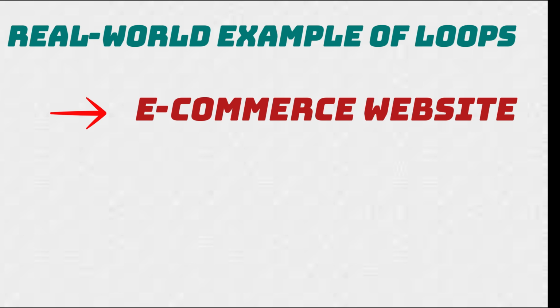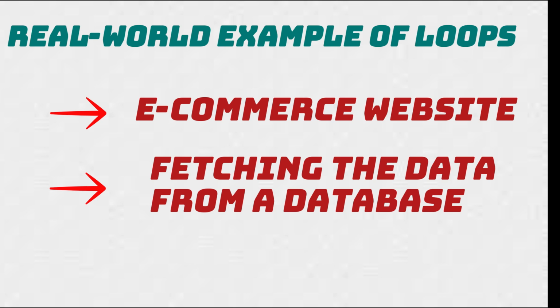Instead, you would create a single container and use a loop to display it 411 times, fetching the data from a database. This concept applies to many other applications like showing restaurant listings on Zomato or posts on Instagram. Loops help in efficiently managing and displaying large amounts of data.